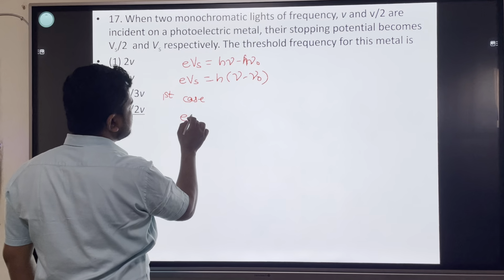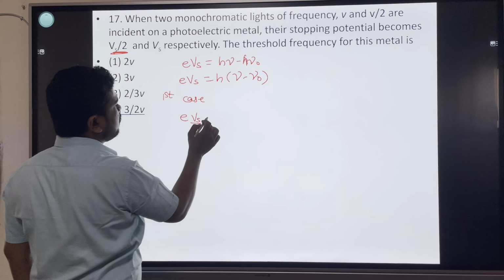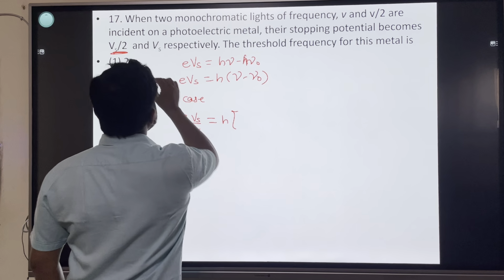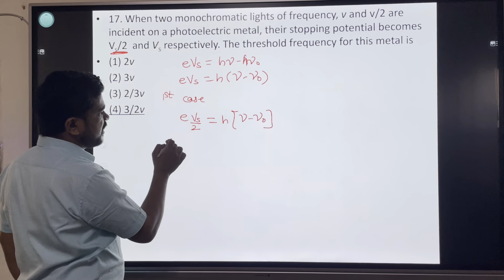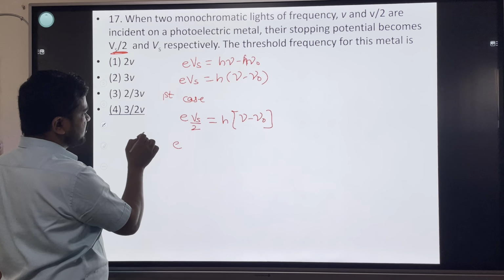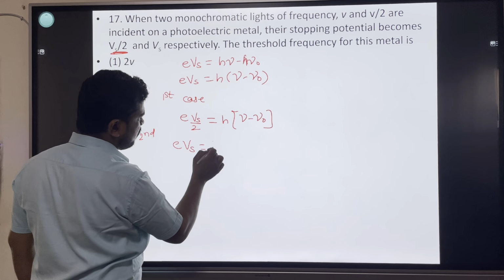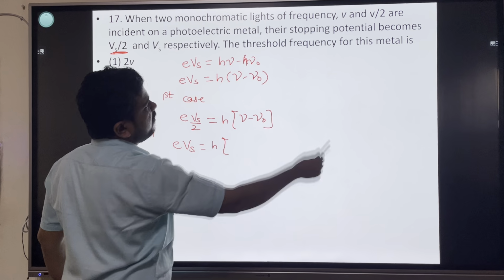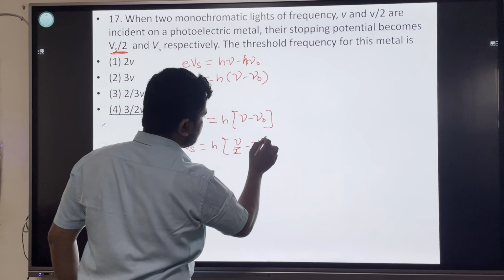Vs is stopping potential क्या है? पहला, stopping potential Vs upon 2 is equal to H into given frequency. First case क्या है? nu minus nu 0. Second case, E into stopping potential Vs is equal to H into frequency given is nu upon 2 minus nu 0.